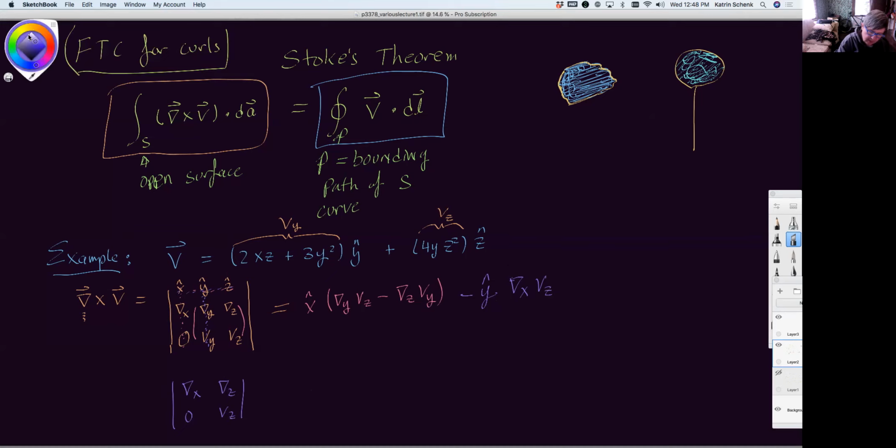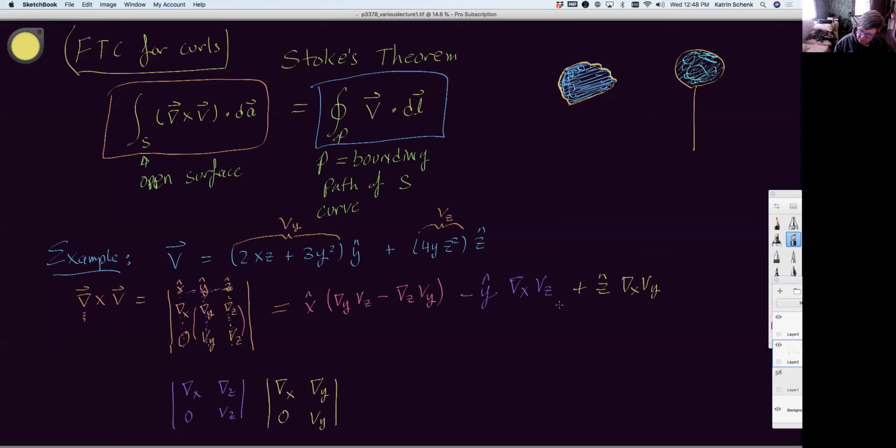Okay, then the last one we have, get a nice bright color here. We're going to block out this last column and the top row again. And we have plus z hat, and then we have the submatrix of del x, del y, 0, vy, the determinant of that, which is del x vy minus del y times 0, which is 0. Okay, good. So now we have all the pieces.